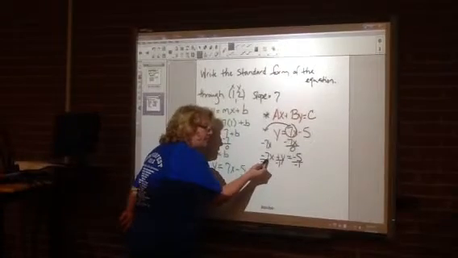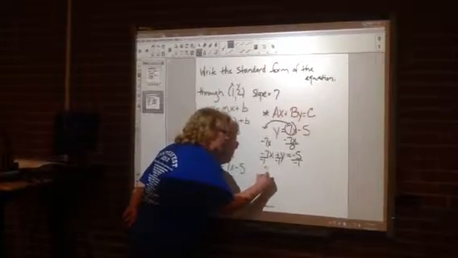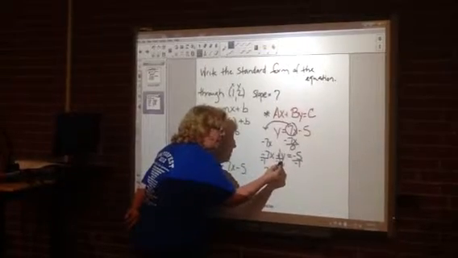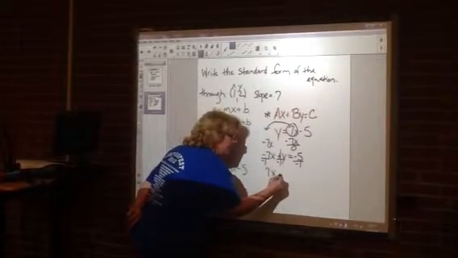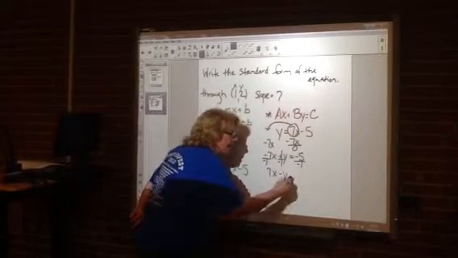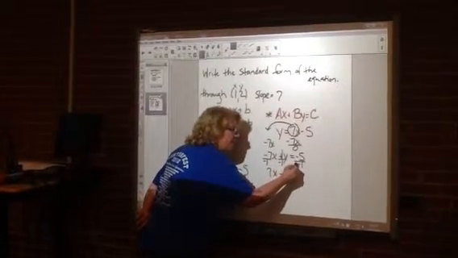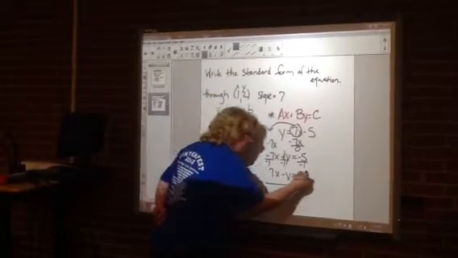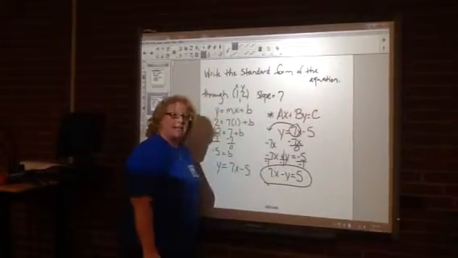Okay? Negative 7 divided by negative 1 is positive 7. Y, or 1y, divided by negative 1 is negative 1y. Equals, and negative 5 divided by negative 1 is positive 5. There is your equation in standard form.